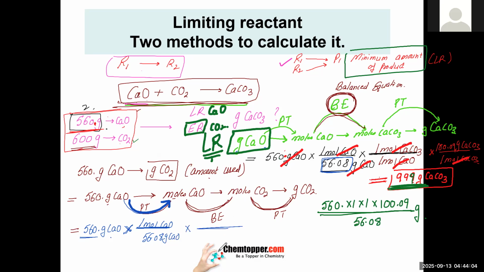Okay, now to go to moles of CO2. Looking at the balanced equation, there it is. So that's just 1 mole of calcium oxide to 1 mole of carbon dioxide. So the numerator is 1 mole of carbon dioxide, and the denominator is 1 mole of CaO. The moles of CaO cancel.